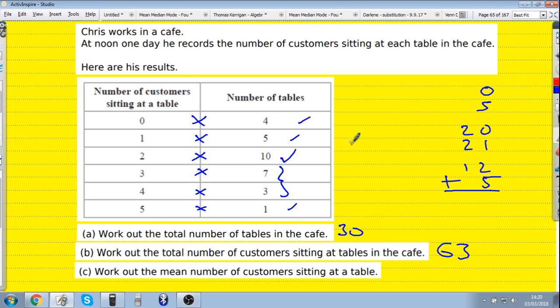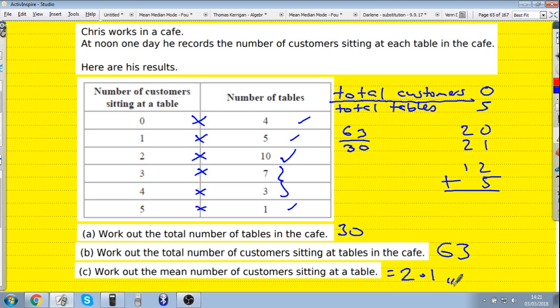So how about this one? What would you do? Would I do 4 divided by 0? No, no. So it's basically total customers out of total tables. Oh, is that 63 divided by 30? Yeah, 63 divided by 30. Do you have a calculator? No, sorry. It's alright, so that's 2.1.